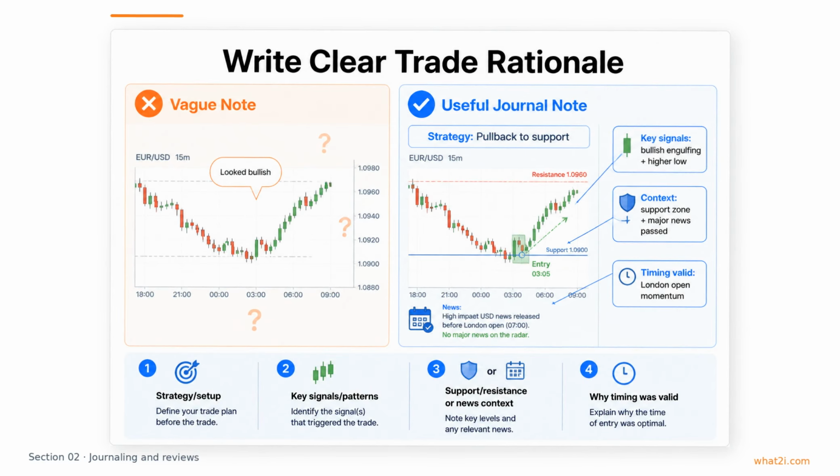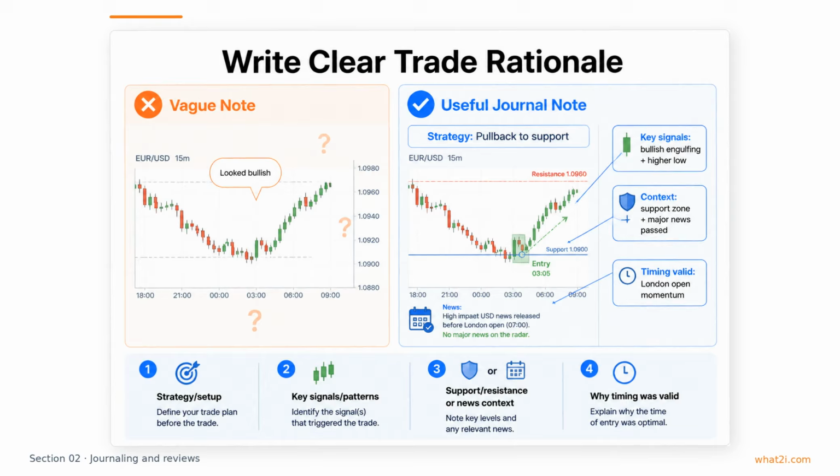Writing something like "looked bullish" is too vague to be useful later. A stronger note would name the strategy, list the key signals, mention support or resistance, and explain why the timing made sense. For example, you might write that this was a pullback to support during the London Open, confirmed by a bullish engulfing candle after major news had already passed. That kind of note makes review much more powerful because you can compare similar trades accurately. The goal is to capture the logic of the decision, not just the emotion of the moment.